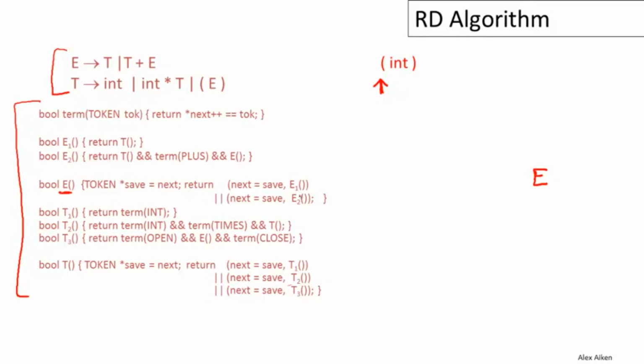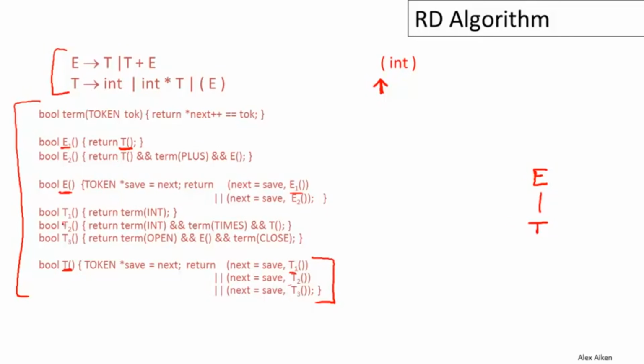And the first thing we'll do is we'll try the first production. So we'll try E1. And what does E1 do? E1 is going to try T. It's going to try and derive something from T. So our possible parse tree looks like this. And so we invoke T, and what is T going to do? It's going to try all three productions for T in order.